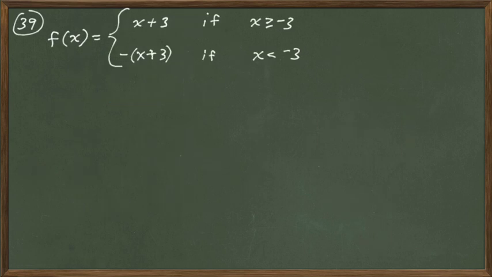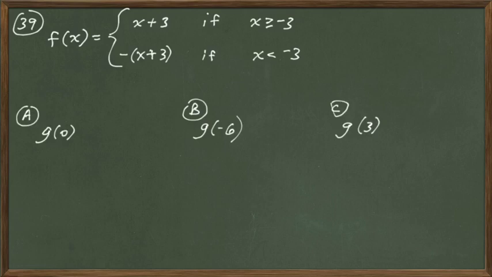Okay, if we move to 39, 39 is a good question. It's called a piecewise function. They're going to ask for 3 things. These are the 3 things that they're asking for. Let's start with A, which is g of 0. Is 0 greater than negative 3 or less than negative 3?